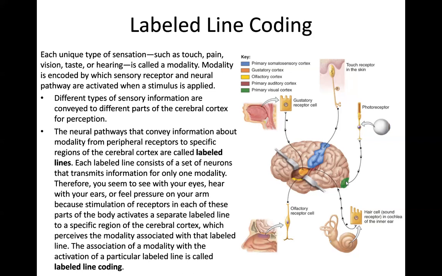Okay, and they go from where they originate, and that's why you seem to see with your eyes, hear with your ears, or feel pressure on your arm, despite the fact that you're processing those sensations up in your brain. You're feeling them where that sensation is coming from, right? Because the sensation is originated in receptors in those different parts of our body. Okay. And because stimulation of receptors in each of these parts of the body activates a separate labeled line, we then carry that signal to a specific region of the cerebral cortex that then perceives a modality associated with that labeled line. The association of a modality with the activation of a particular labeled line is called labeled line coding.